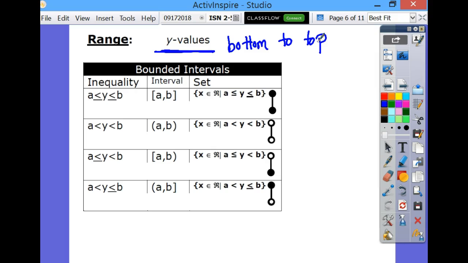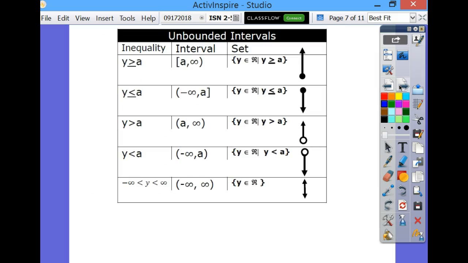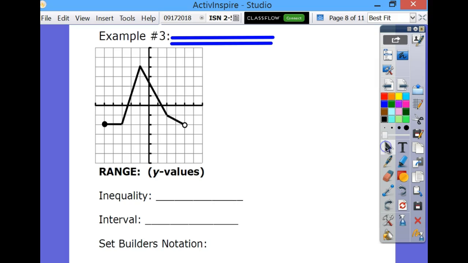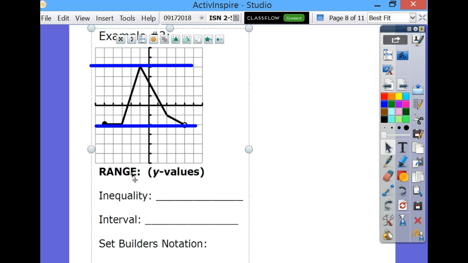The chart is exactly the same, except instead of having X's, I have Y's, because range is in the Y direction. Range is in the Y direction. So now I'm going to take my fettuccine, and I am going to put this at the bottom and at the top, because range is bottom to top.